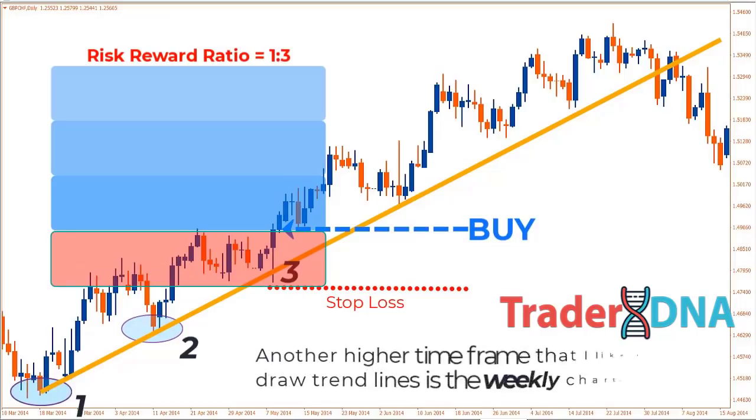Another higher time frame that I like to use to draw trend lines is the weekly chart. This time frame is great for identifying potential targets during uptrends or downtrends on the daily time frame.